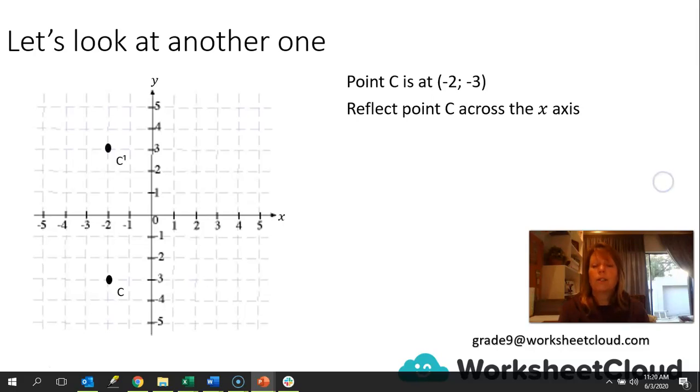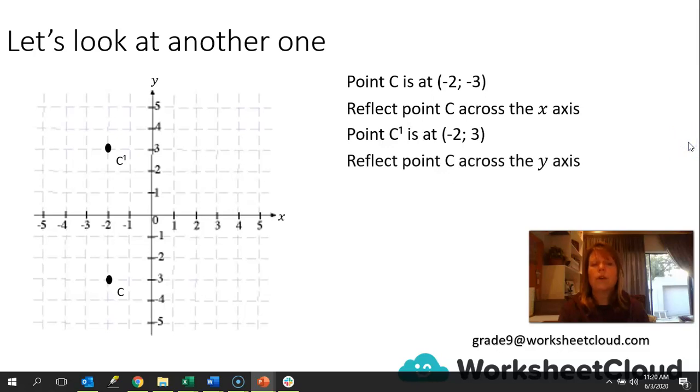So let's have a look. Okay, there we've got C1. What are our new coordinates? Our new coordinates are minus 2, which is the same for C, but now it is 3 instead of minus 3. So C1, the coordinates are minus 2 and 3. Can you see it's gone into where y is positive, but x remains the same. So it's on the x line.